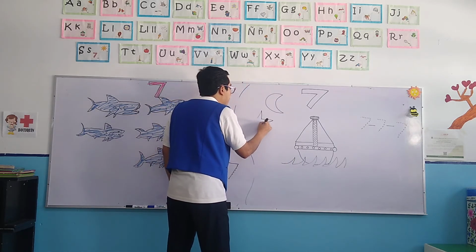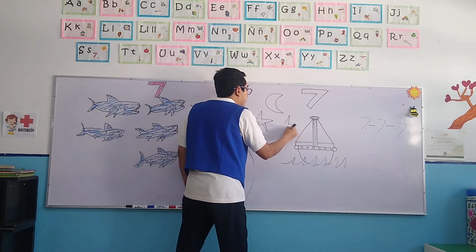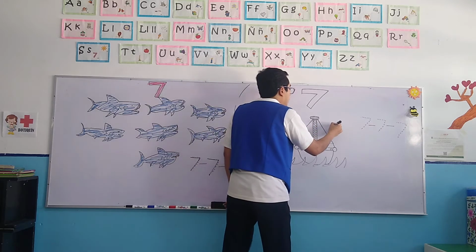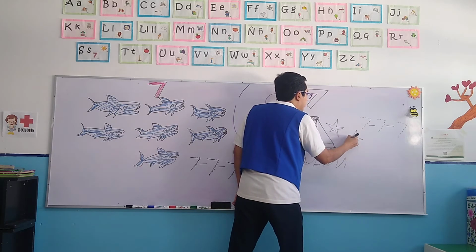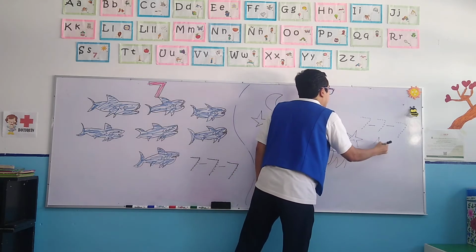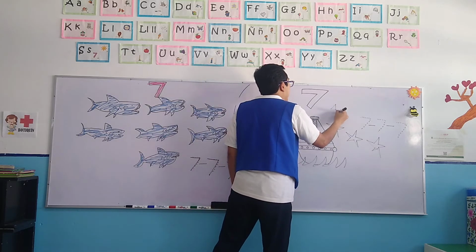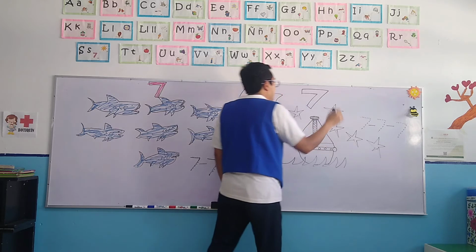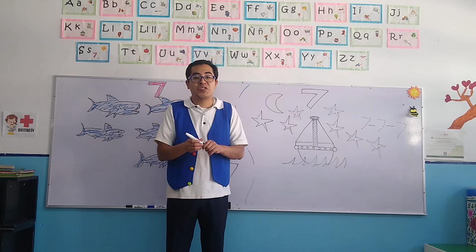1, 2, 3, 4, 5, 6, and 7. 7 stars. So the number that appears on top of it is number 7.